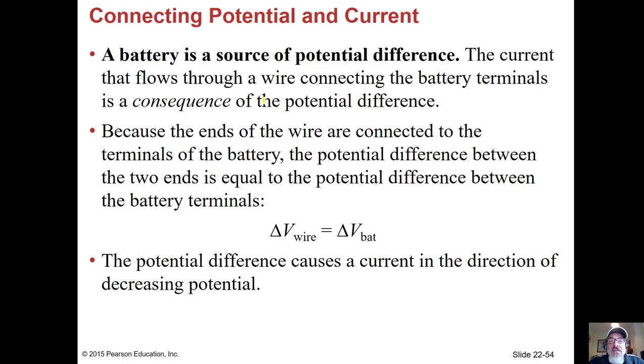Once you connect a wire there, the wire experiences the voltage of the battery, and you can actually get electrons to move around. Because the ends of the wire are connected to the battery, the potential difference between the battery posts is the same as the potential difference across the wire. That allows electrons to feel a force, and they move through the wire. That's really what current is.